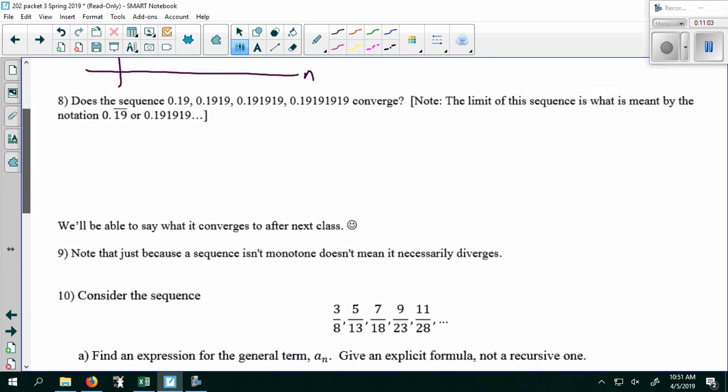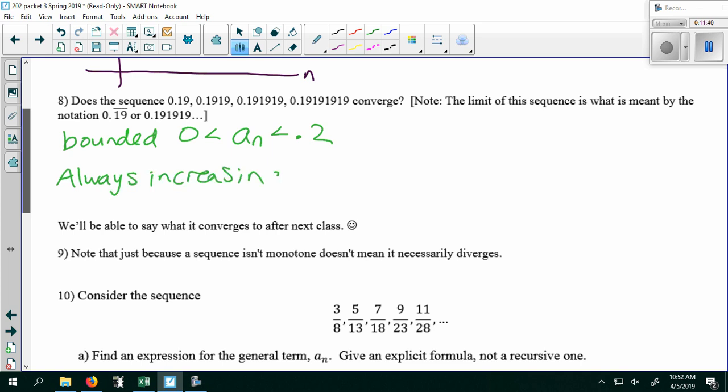Does that converge to a value? Yeah, so it's bounded, right? a sub n is always less than 0.2, and it's always bigger than 0. So it's trapped between 0 and 0.2. And every time I go to the next term in the sequence, it gets a little bit bigger, right? I'm adding a little bit to it. Another 19 on the end makes it a little bit bigger. It's always increasing. So that tells me that it converges. There is some limit that it's approaching, and we will be able to find out what that limit is after next class.